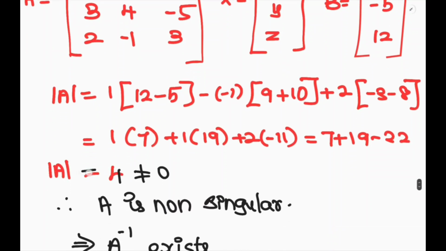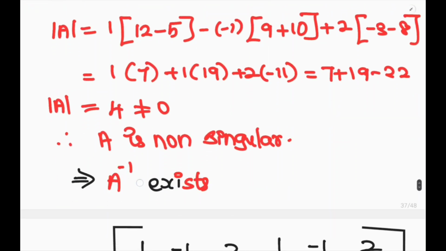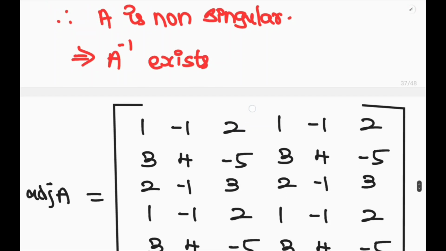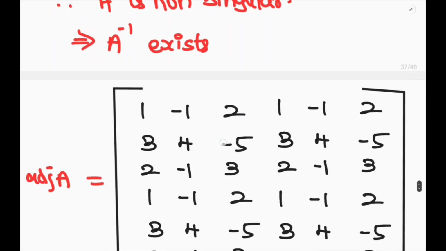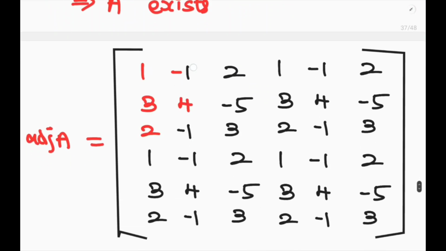So determinant of A is nothing but 4, which is not equal to 0. Therefore, your A is non-singular. So that is, A is non-singular, then its inverse exists. So we need to find the adjoint of A. So your adjoint of A, we need to write that 4 times.